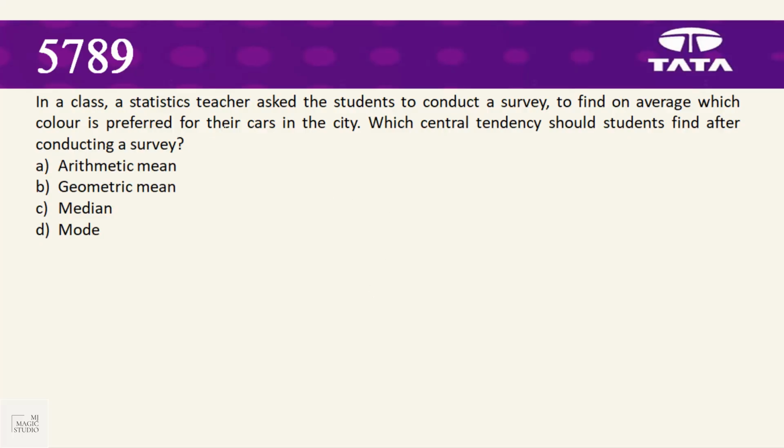In a class, a statistics teacher asks the students to conduct a survey to find on average which color is preferred for their cars in the city. Which central tendency should a student find after conducting the survey? That is mode, because we need to find the average of the characteristics of the data. Whenever we need to find the average of characteristics of the data, we use mode.